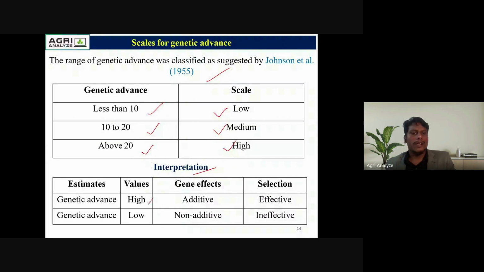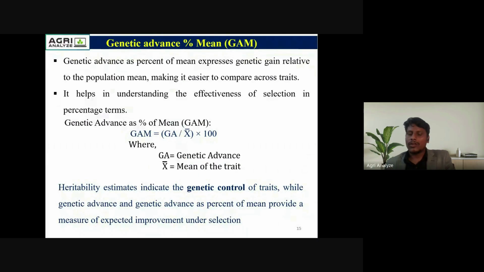If the genetic advance is high, here the selection is very effective, as additive gene action may be taking place. If the value of genetic advance is low, here the selection is ineffective, as non-additive gene action may be taking place. Come to the genetic advance percent mean.